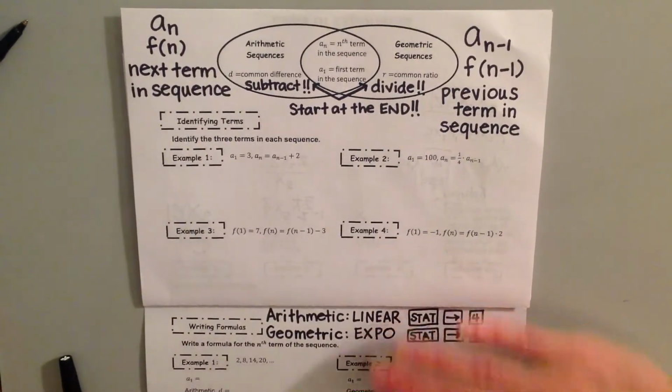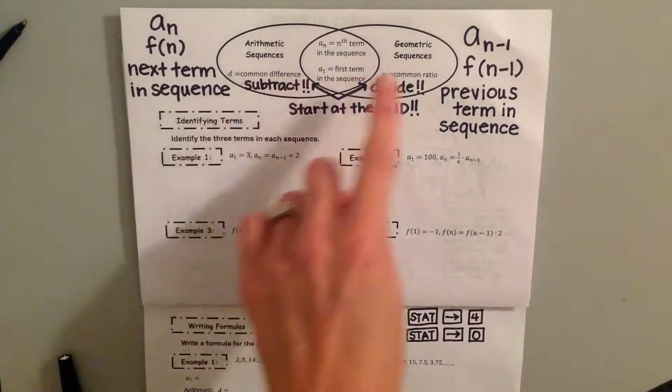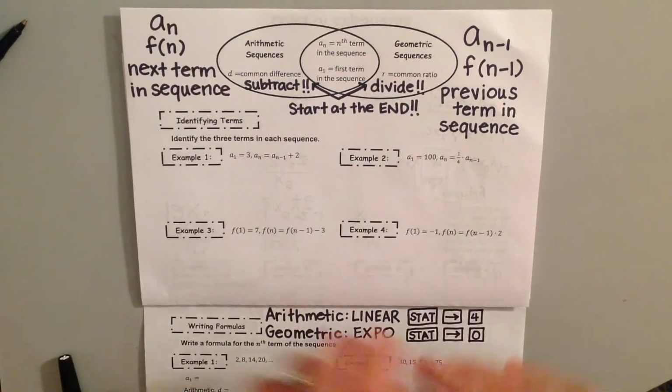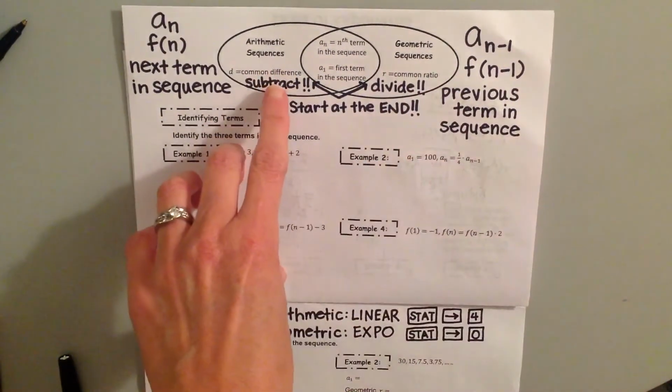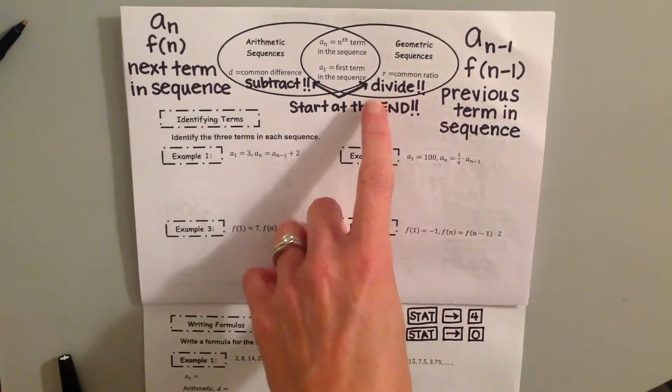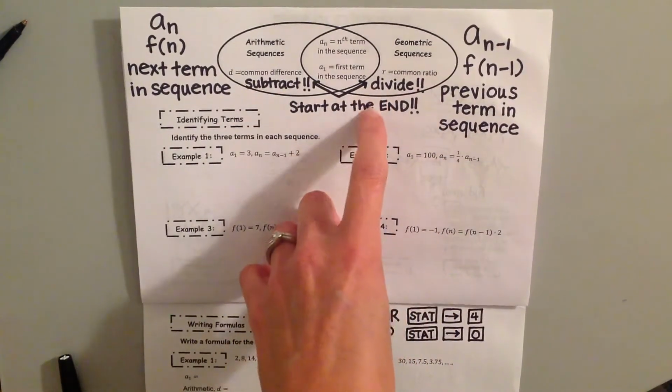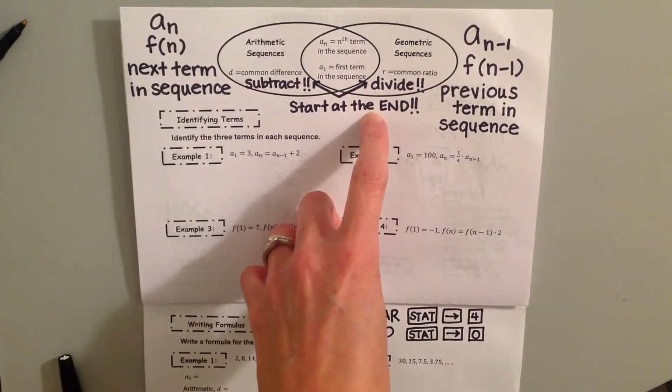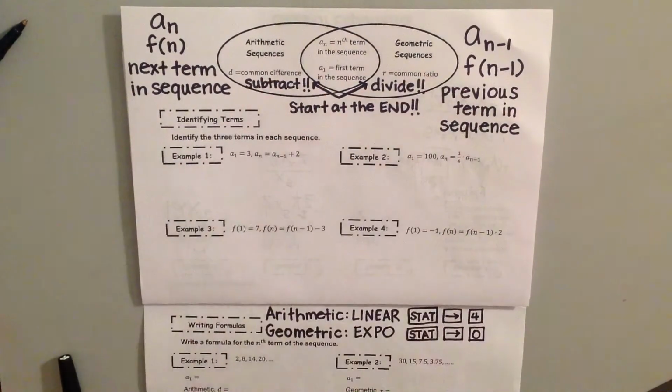Okay, so now we're going to talk about sequences. You've got arithmetic and geometric, and I wanted to point out that arithmetic has a common difference, which means you're going to subtract. Geometric sequences have a common ratio, which means you're going to divide, and you always start at the end of your list of numbers to find your difference or your ratio.